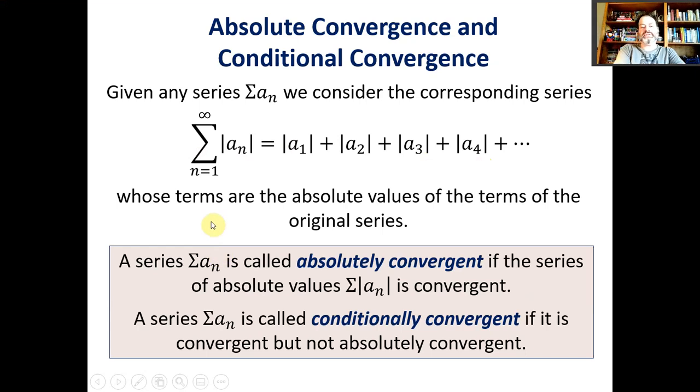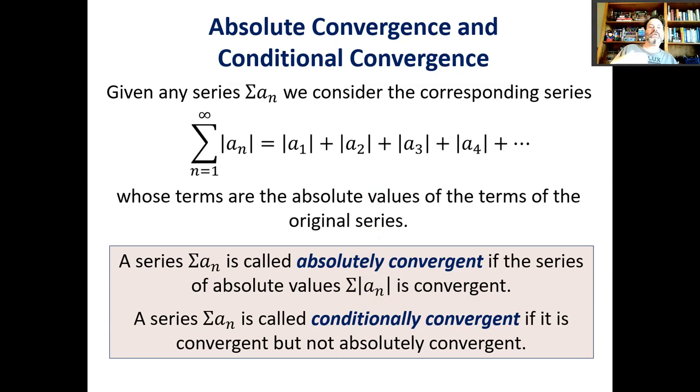Well, the series is called absolutely convergent if the series of absolute values, the sum of the absolute value of an, is convergent. And the series an is called conditionally convergent if it is convergent but not absolutely convergent. There's a lot going on here. We're only introducing one new idea, but it can be a confusing idea. If the absolute value is convergent, then removing the absolute value will keep it convergent.